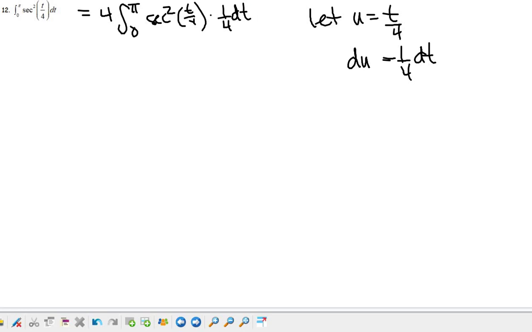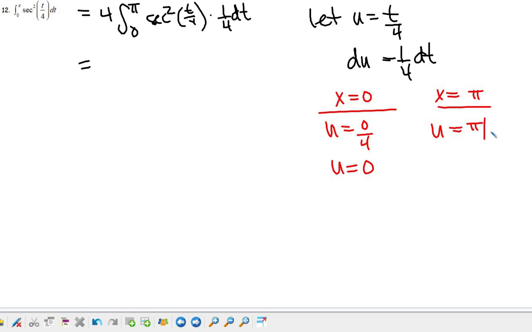And the only reason I say that would trip you up is not because it's difficult, it's just opposite of what we're used to doing. So we're used to adding in that constant and multiplying by a fraction, and it's kind of flip-flop this time. So just be cautious. So again, before I go to the next step, I'm going to figure out what my bounds are. So when x is 0, u is 0 over 4, which is 0. And when x is pi, u would be pi over 4.